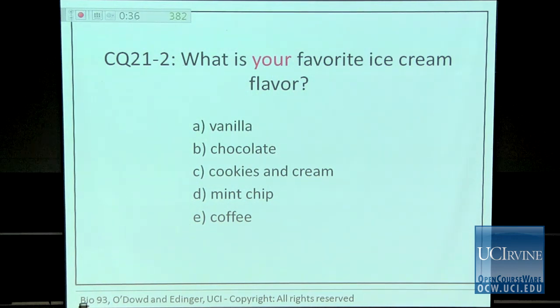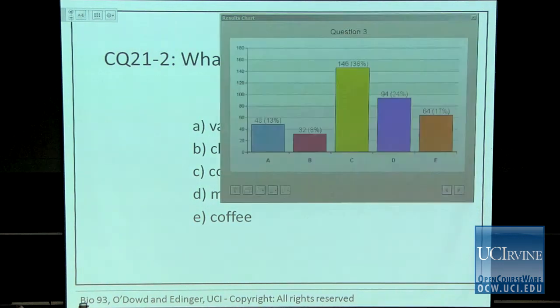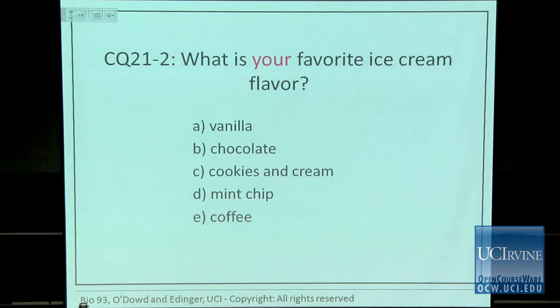No, you guys answered this question faster than any other question. That's pretty easy. Okay, so I was surprised that it was cookies and cream, but A was just saying. So in the natural population of bio-93 students, the wild type allele is cookies and cream, apparently. We don't know if it's dominant or recessive. Okay, the wild type phenotype here is liking cookies and cream.